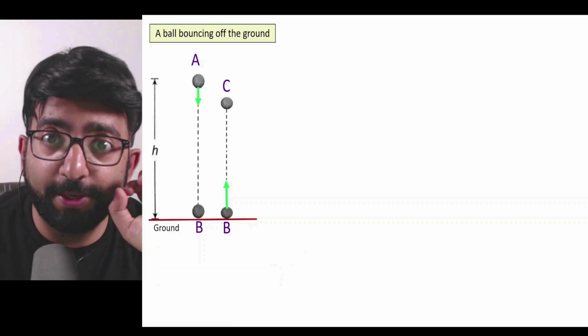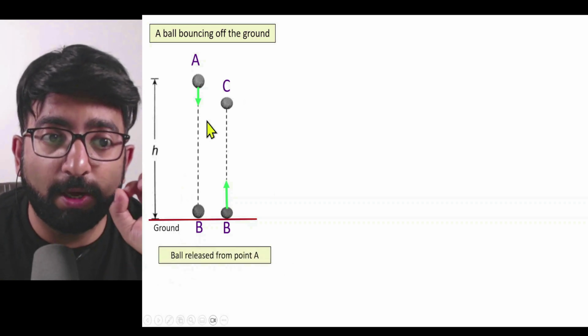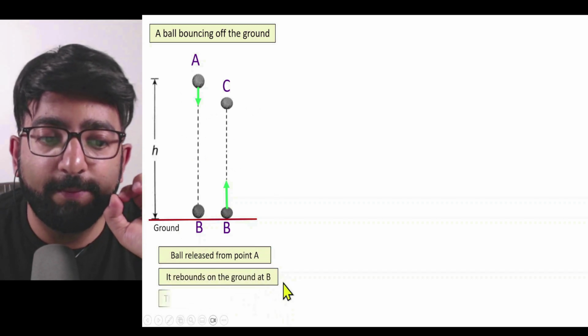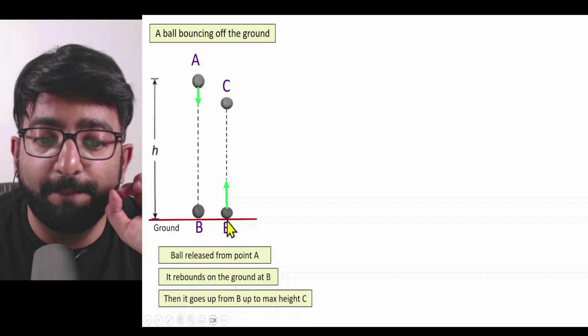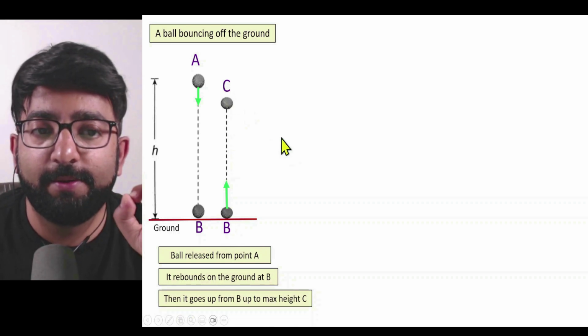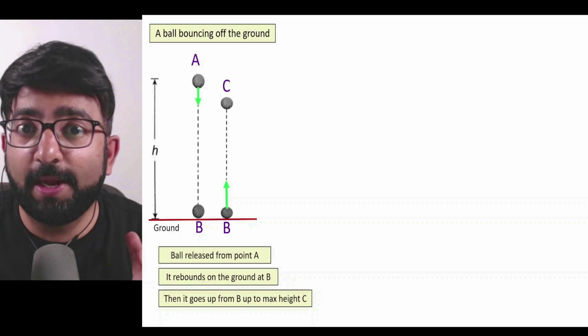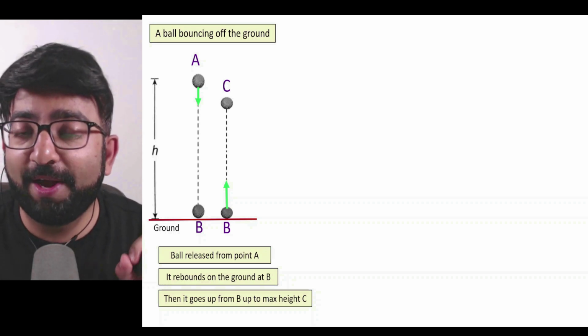So to sum up, the situation which we are considering here is a ball released from point A, it rebounds on the ground at point B, and then it goes up from B till the maximum height C. Now we have to consider: is the law of mechanical energy conservation applicable here or not? How do we analyze it?